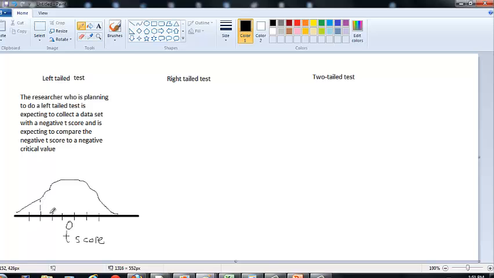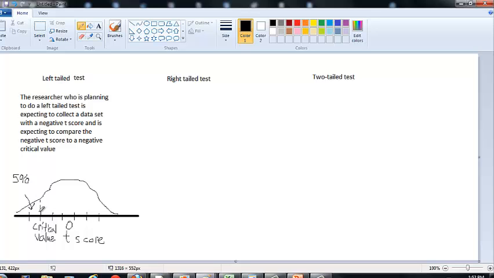So the researcher is expecting to get an outcome somewhere down here at the negative end, and they're going to compare it to this negative critical value. The critical value is a negative number because it's at the left end, below 0. And this negative critical value that they're going to be using is the value that has 5% of the curve to the left of it, meaning 5% of the possible combinations are below this critical value that's used in a left-tailed test.